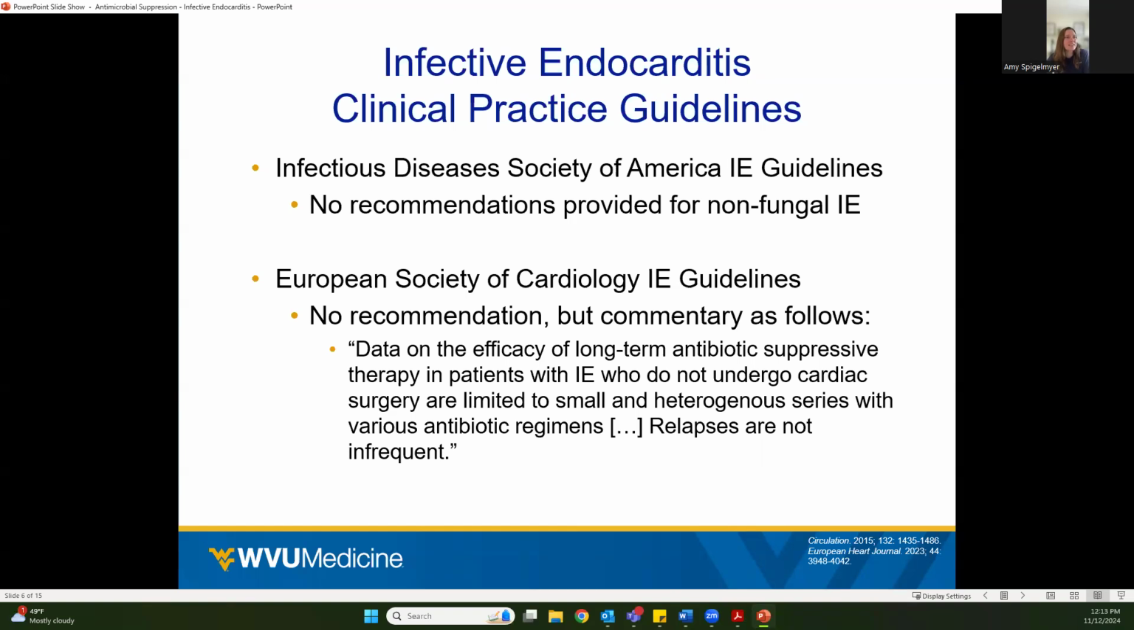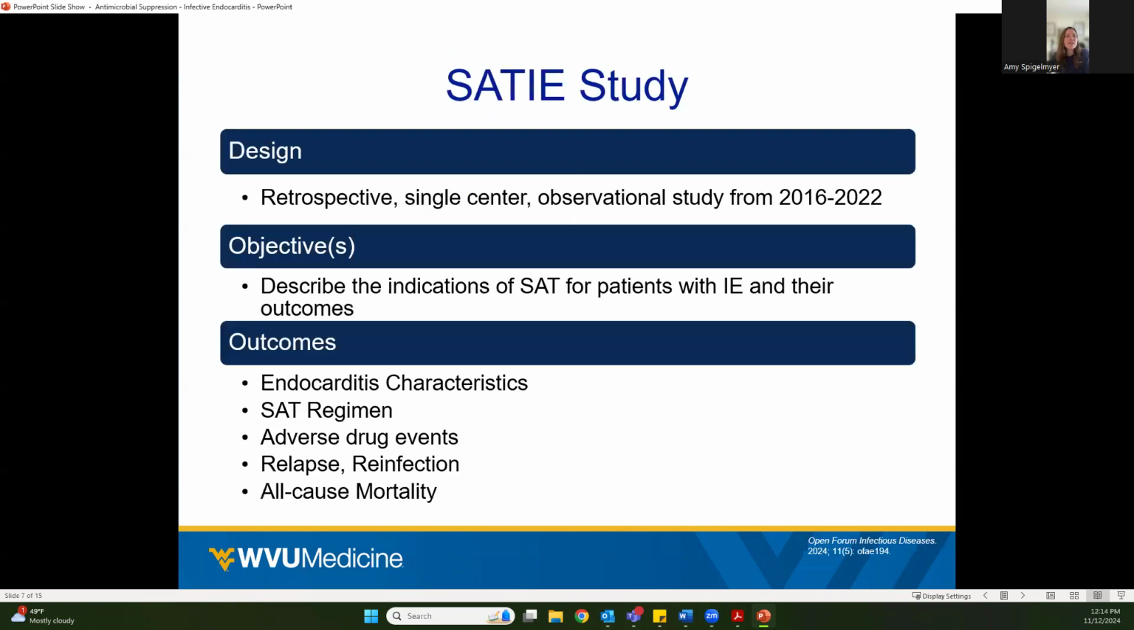And so that brings us to the one study I wanted to present today here on the next slide. This was published in Open Forum Infectious Diseases in 2024, and it was a retrospective single-center observational study. It is the SATIE study, which means suppressive antimicrobial therapy and infective endocarditis. And this study sought to describe the indications of suppressive antimicrobial therapy for patients with infective endocarditis and their outcomes. They looked at endocarditis characteristics, the suppressive regimen, adverse drug events, relapse, reinfection, and all-cause mortality.